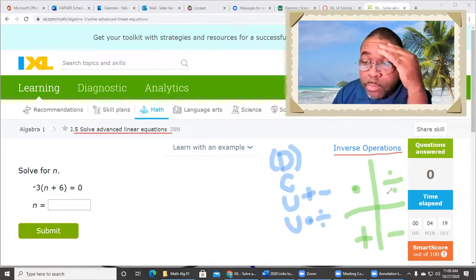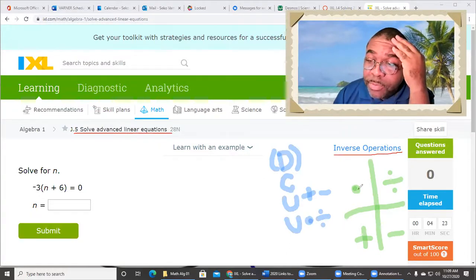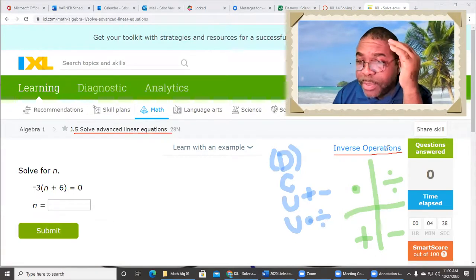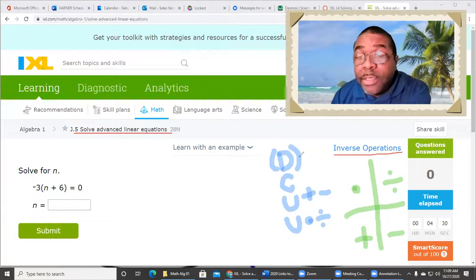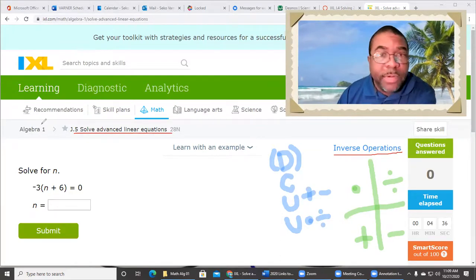You're going to do the opposite operation. So what are the operations in mathematics? The operations are multiplication, division, addition, and subtraction. Those are the operations. So let's use our DCUU strategy and inverse operations, and we'll solve these problems.